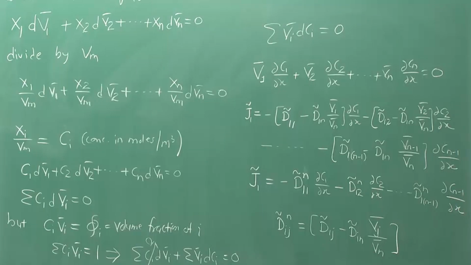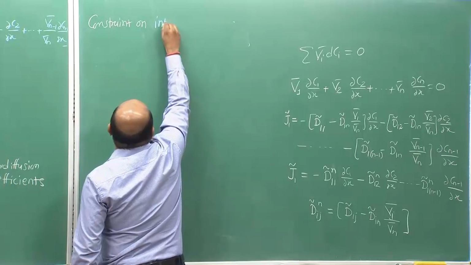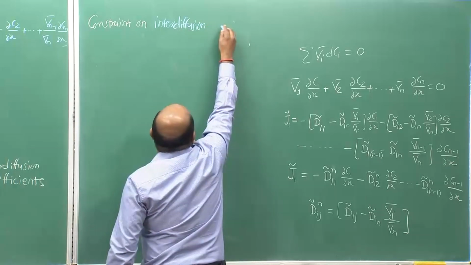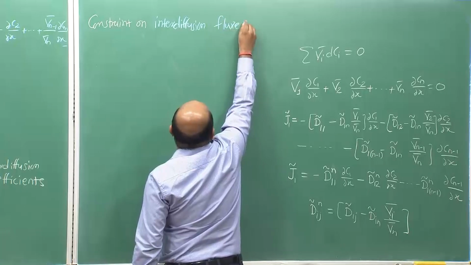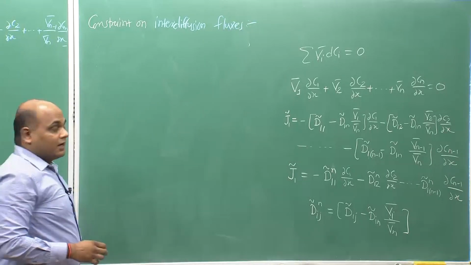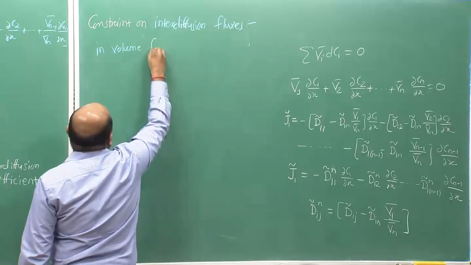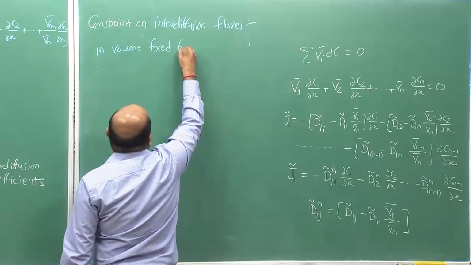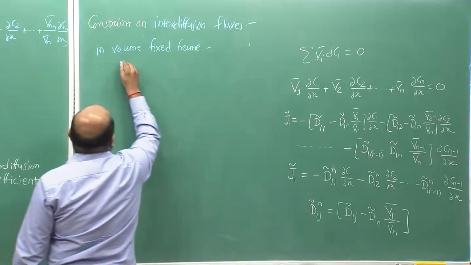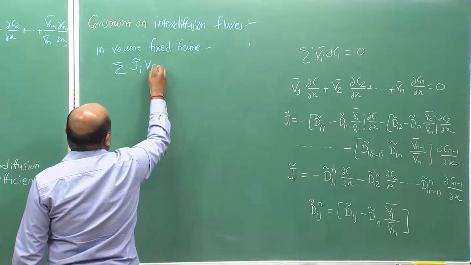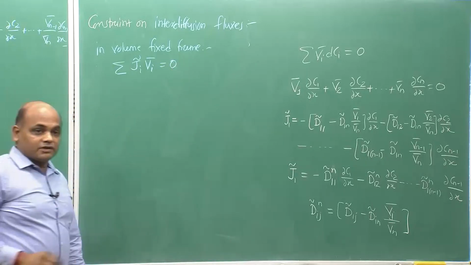Now, how many such fluxes are there? There is also a constraint on fluxes, and what is that constraint? The constraint on interdiffusion fluxes, if we use volume fixed frame, is sigma J_i tilde V_i bar should be equal to 0.